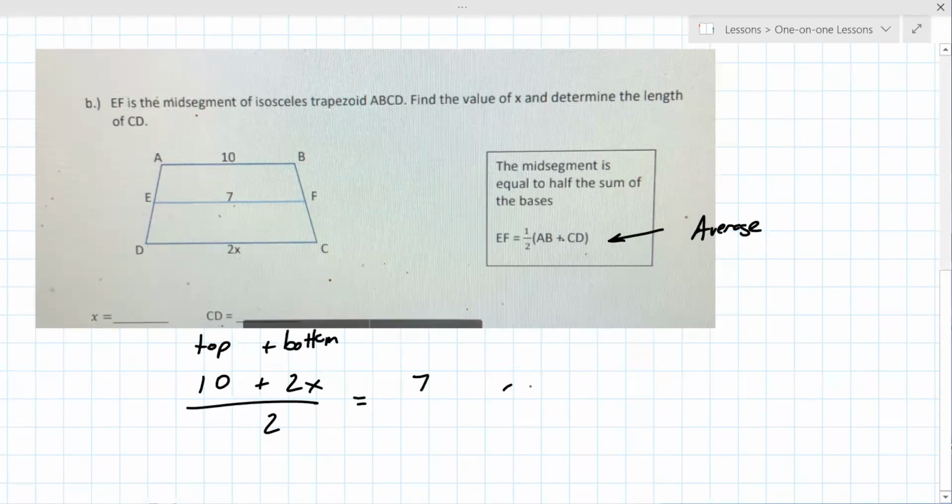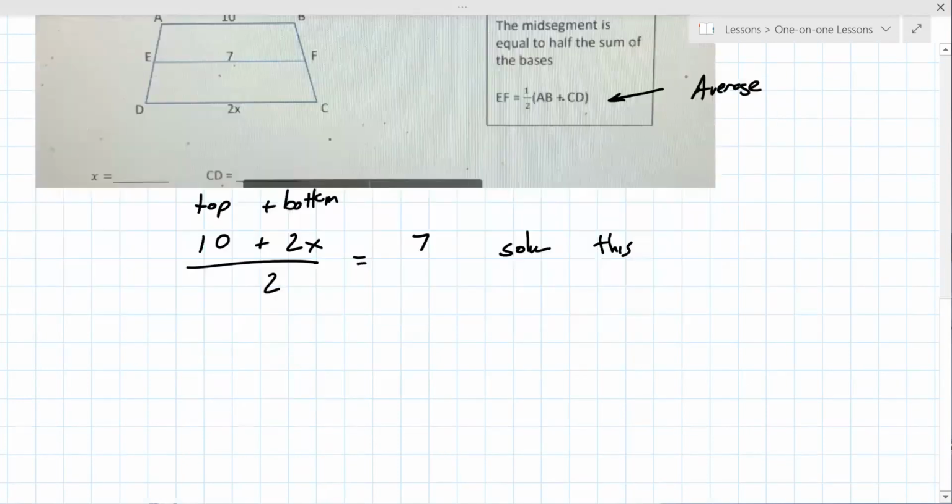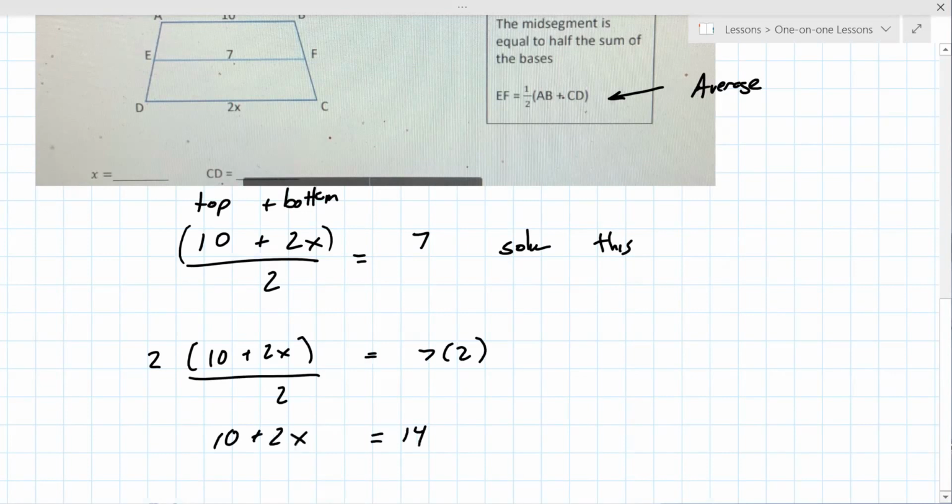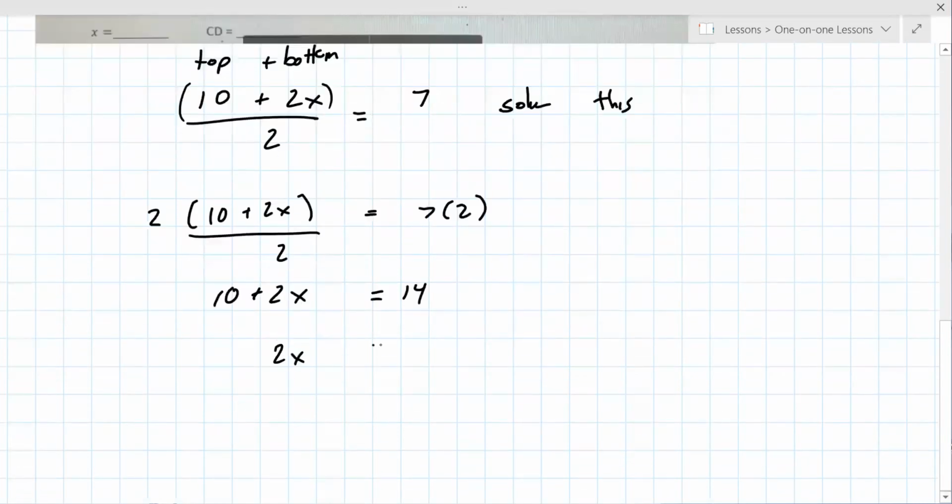So you have to be able to solve this. And sometimes when you get into geometry, you forget how to solve things that are fairly straightforward. To clear the bottom, you have to multiply the top and bottom by 2. So that's 10 plus 2x equals 14. Subtract 10 from both sides. You get 2x equals 4, so x equals 2.